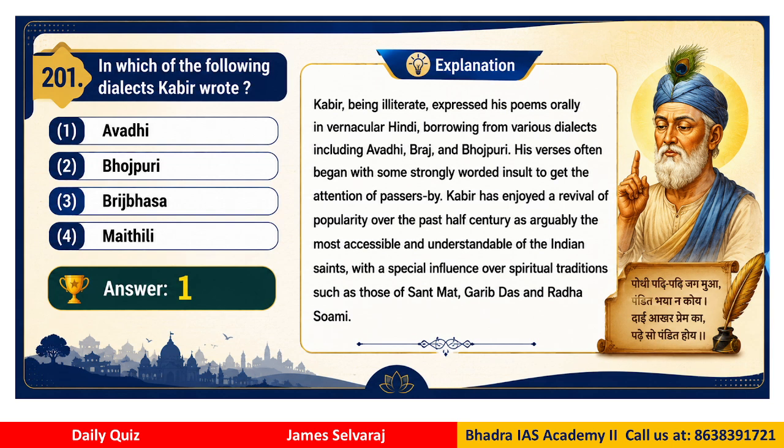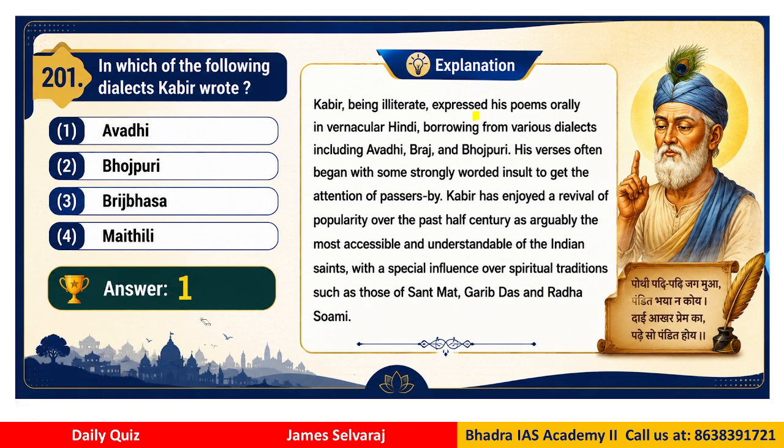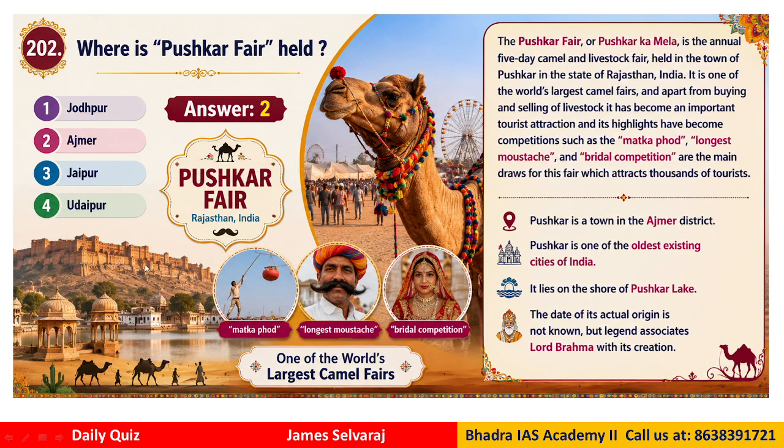Okay. So question number 201, in which of the following dialects did Kabir possibly write? So what is the answer for this question? It will be basically answer 1, that is the Awadhi language, because Kabir, basically being not well educated, expressed his poems orally in vernacular Hindi and also borrowed from other dialects, right? So most speculation is that Kabir's writings were mostly in the Awadhi language, therefore the answer would be 1. Okay, Awadhi language.